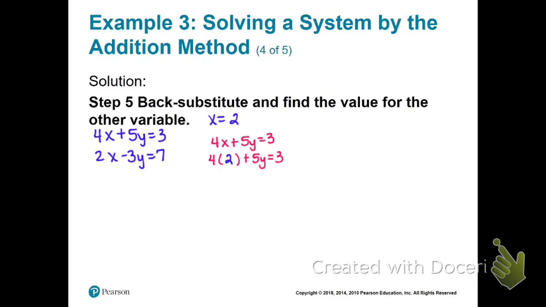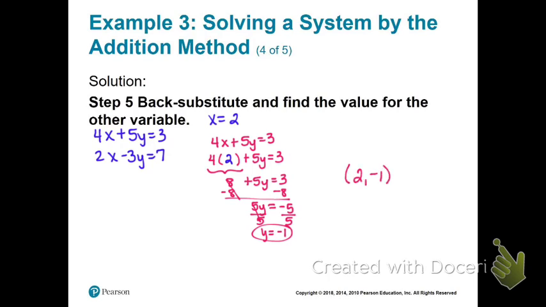And then I work this out. So 4 times 2 is 8, I'm going to bring down my plus 5y equals 3. Now what do I do? Subtract the 8. So 5y equals negative 5. And then divide by 5, and we get y equals negative 1. So we believe our answer is going to be what? 2, negative 1. But remember, we still have step 6, which tells us we're going to check it.